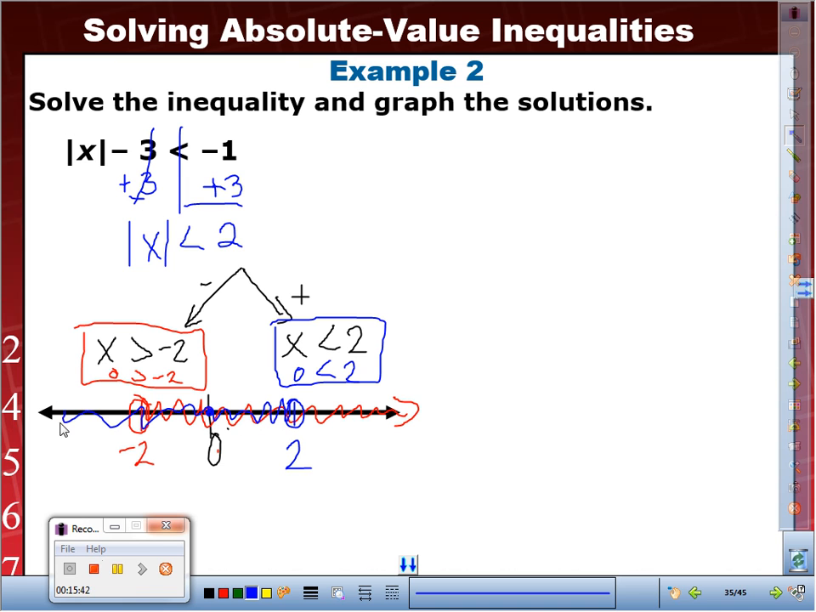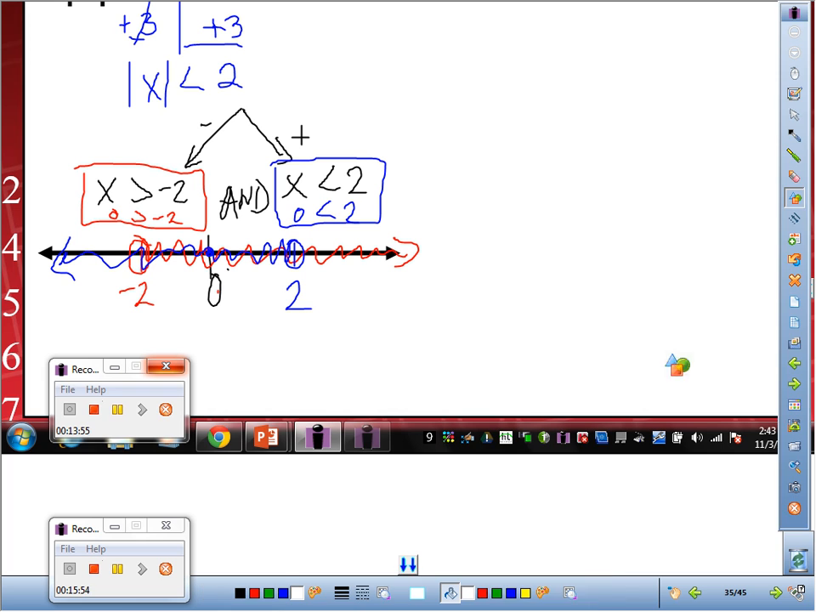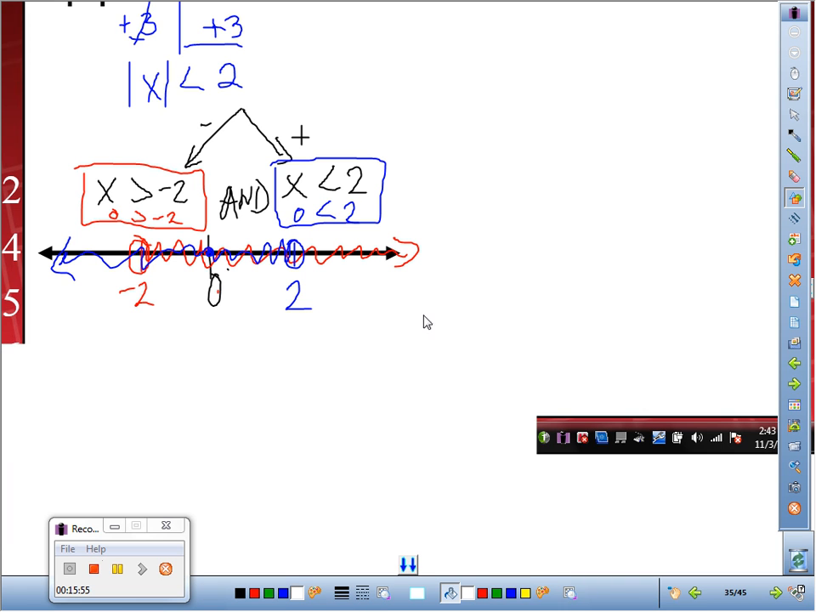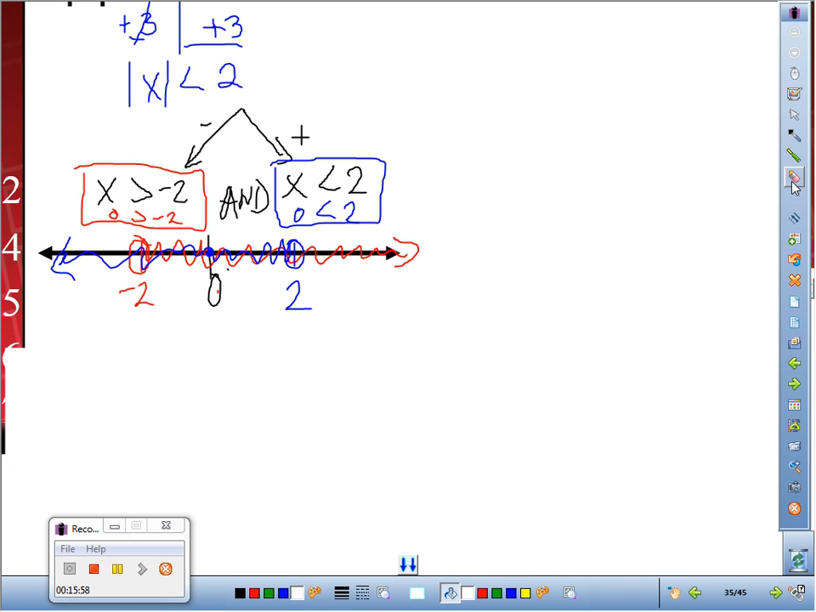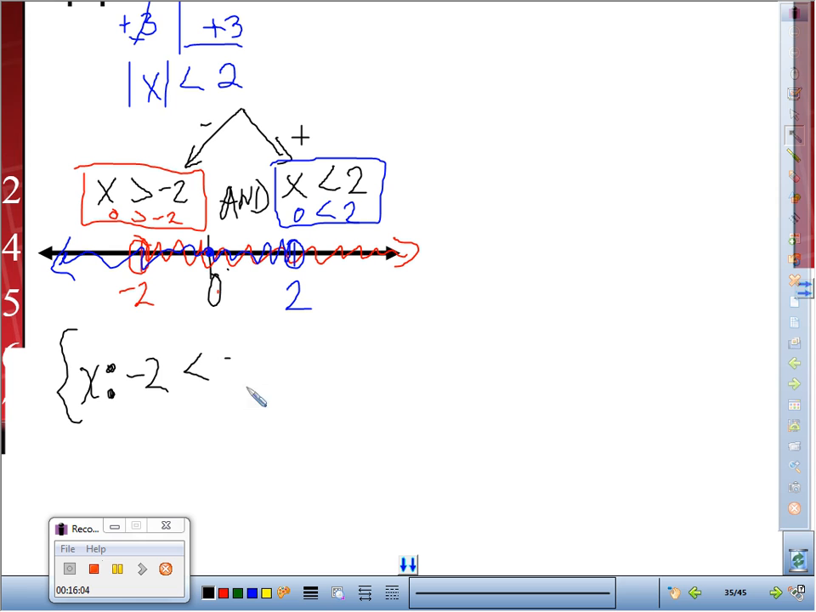And what do we notice? They intersect, right? So this is an AND inequality. So far so good? Yeah. Let's write our solution set. Solution set of all x such that -2 is less than x less than 2.